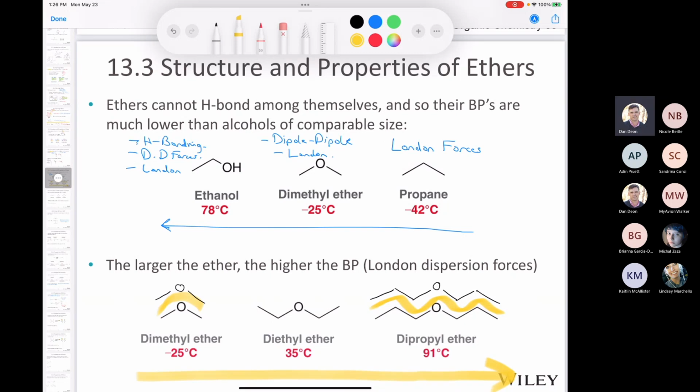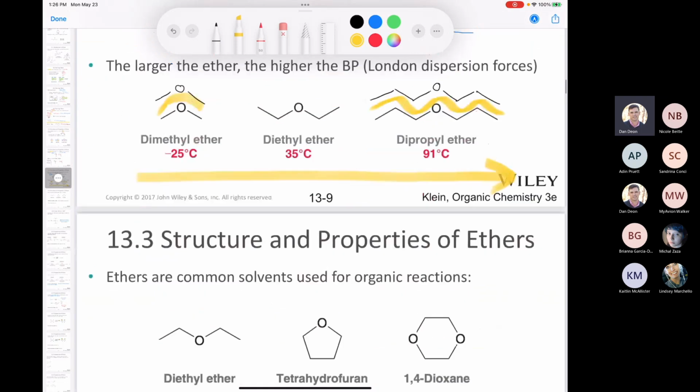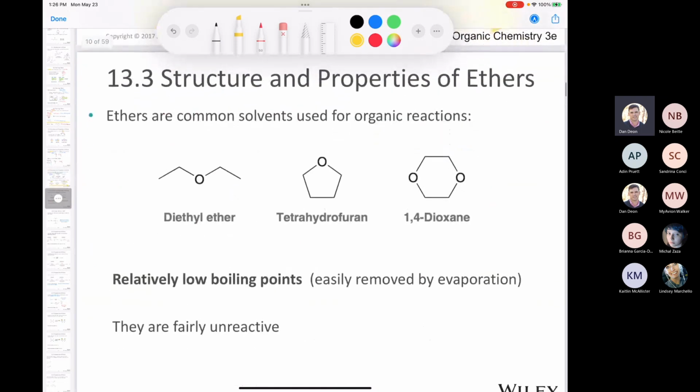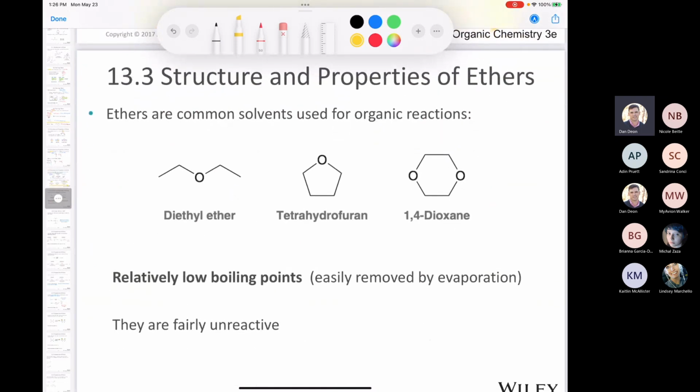But let me tell you about some common ethers, ones that show up all the time. Organic chemists just seem to love them. And those are these three on here. In fact, especially these two. These are both solvents that organic chemists love. If you're wondering why ethers are such common solvents in organic chemistry, why do we use them as solvents?